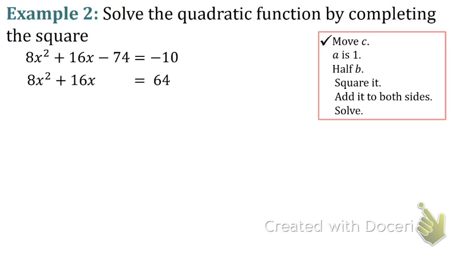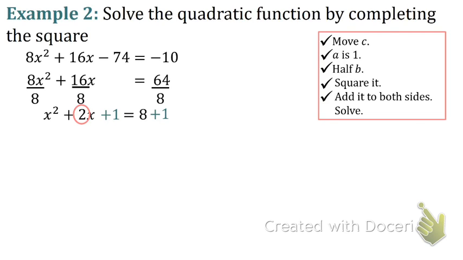Now, we know that a is 8, but we need a to be 1. So we're going to divide everything in this function by 8. That's going to leave us with x squared plus 2x equals 8. So now a is 1. Our b is 2. We need to half b, which is 1. We're going to square 1, which is 1, and we're going to add it to both sides.